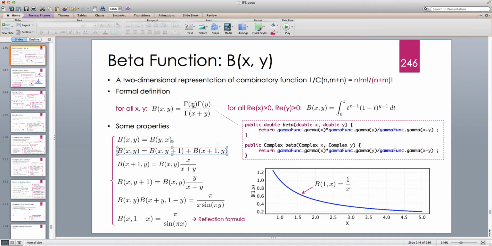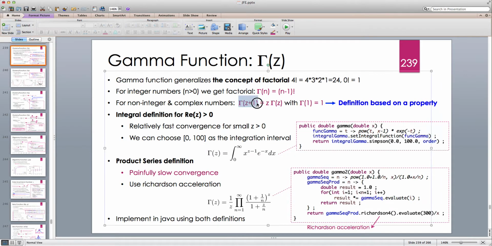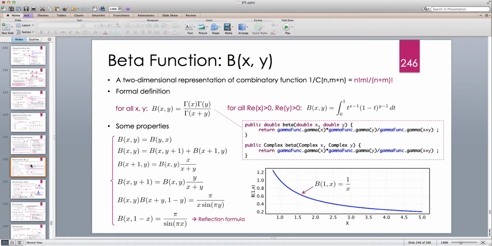And this comes from the main property of the gamma function. So the gamma function was defined based on the property that gamma of z plus 1 is z gamma z, with gamma 1 is 1. Any function that behaves like this is the gamma function. So back to our beta function.